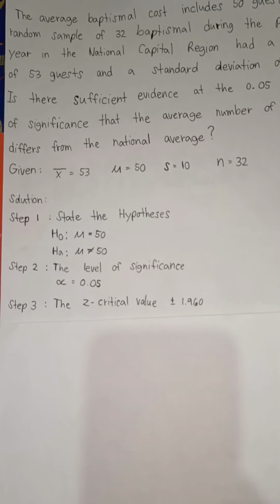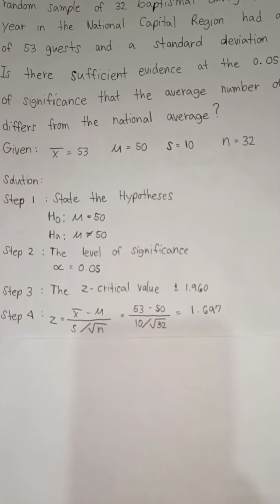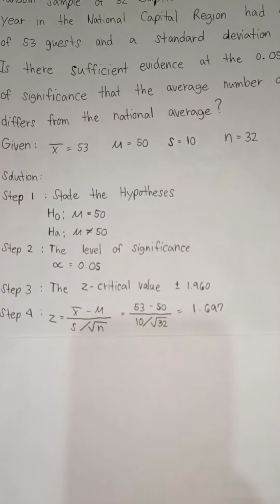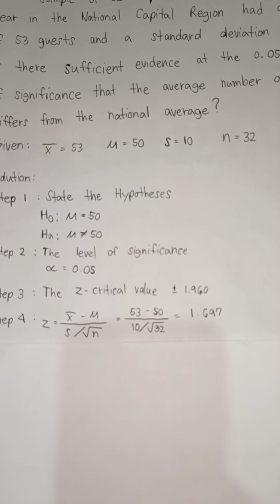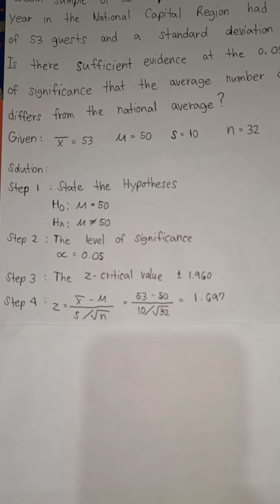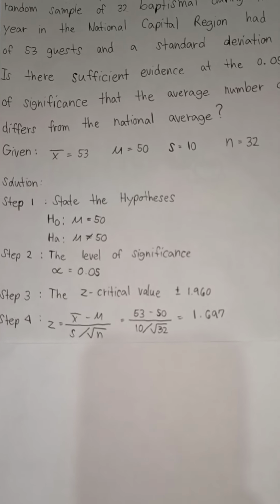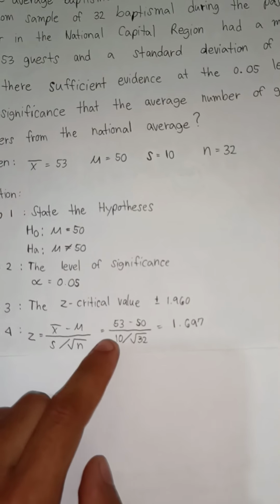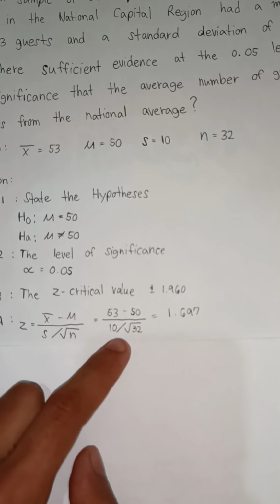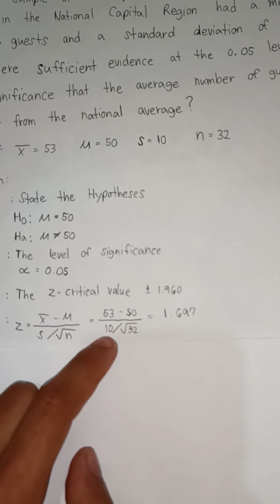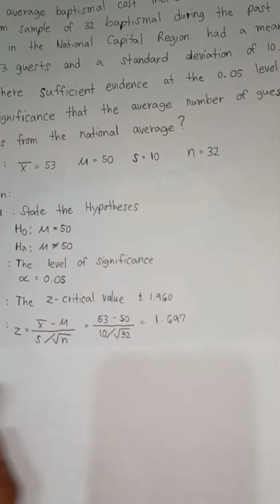Then step 4 is we'll use the formula z is equal to sample mean minus mu divided by standard deviation divided by square root of n. The values for the formula are in the given. So 53 minus 50 divided by 10 divided by square root of 32. If we calculate it, the answer is 1.697.